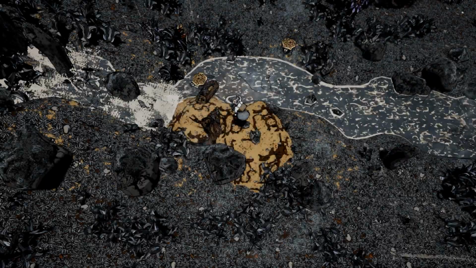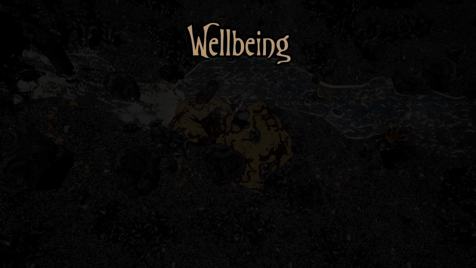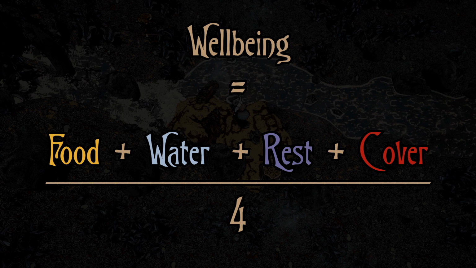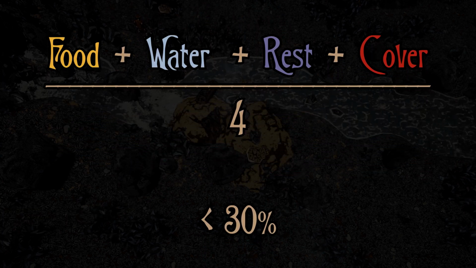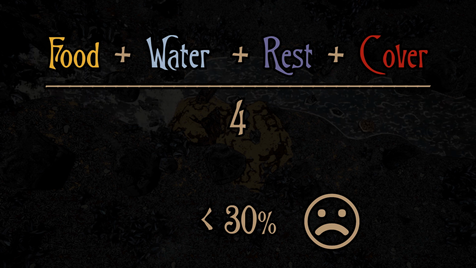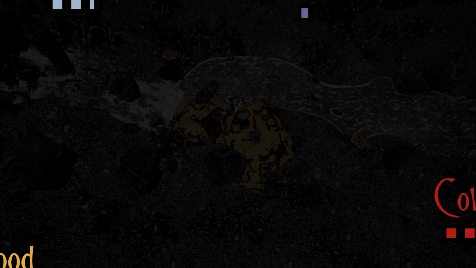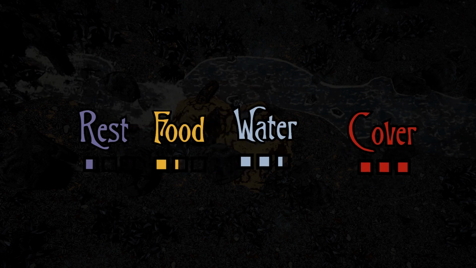Okay, now we have some pretty cool behavior, but I wanted to go a bit further. I made a variable called well-being, which is calculated as the average of all needs. The enemy only starts acting towards the most urgent need if its well-being is low. It then decides on a strategy how to increase its well-being. The main factor is simply which of the values for food, water, rest, or cover is the lowest.